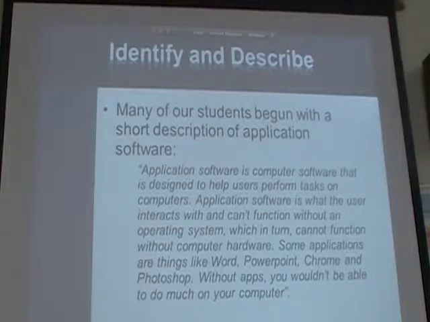So, application software is computer software designed to help users perform tasks. Application software is what the user interacts with and can't function without an operating system. So they're already starting to show here that they understand some of that, the interactions, and that application software is different from an operating system software. And they've identified some of those. That was just like an introductory paragraph.